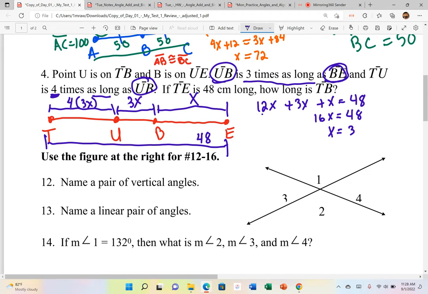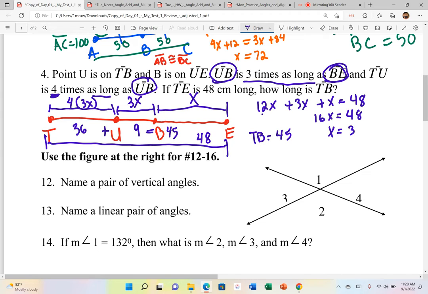Okay? That's not what the question's asking for. It's saying how long is TB? So plug 3 back in. If I plug 3 back in, that gives this 36, and that gives this 9. So 36 plus 9 equals 45. So TB equals 45.